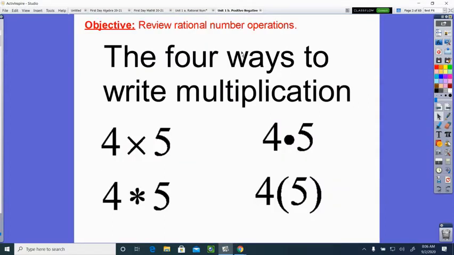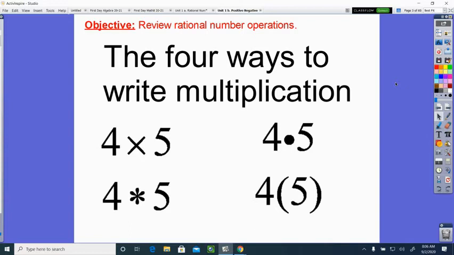So today's objective is to review rational number operations. To all of you that find this very easy today, that's fine. Just take a nice deep breath. But let's just make sure we're all on the same page. Now, I want to start, first of all, talking about multiplication and division. Multiplication and division of positive and negative numbers are actually the easier operations. So we're going to start with the easier.